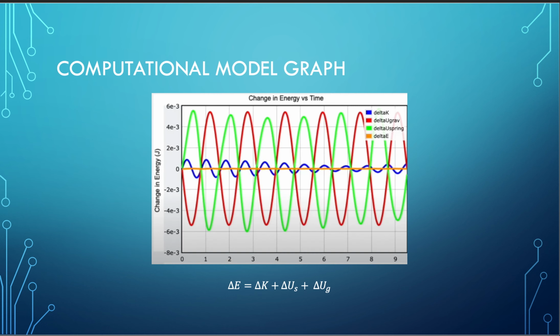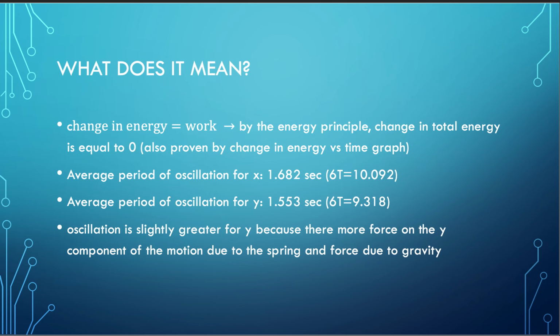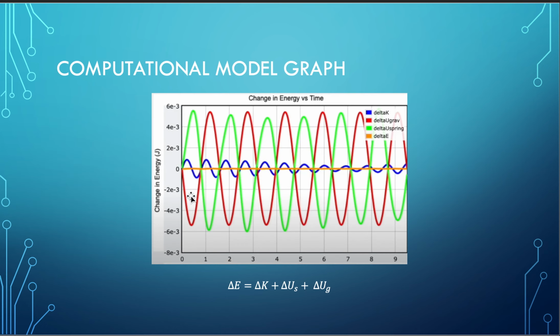Here we have the x and y position time graphs from the computational model. As you can see, they're very similar, but there is a little bit of a difference in both, which the oscillation is greater for the y because there is more force on the y component of the motion due to the spring force and the force due to gravity. So the energy principle is satisfied because, as the orange line shows in this graph, it does remain constant, or it does remain at 0.